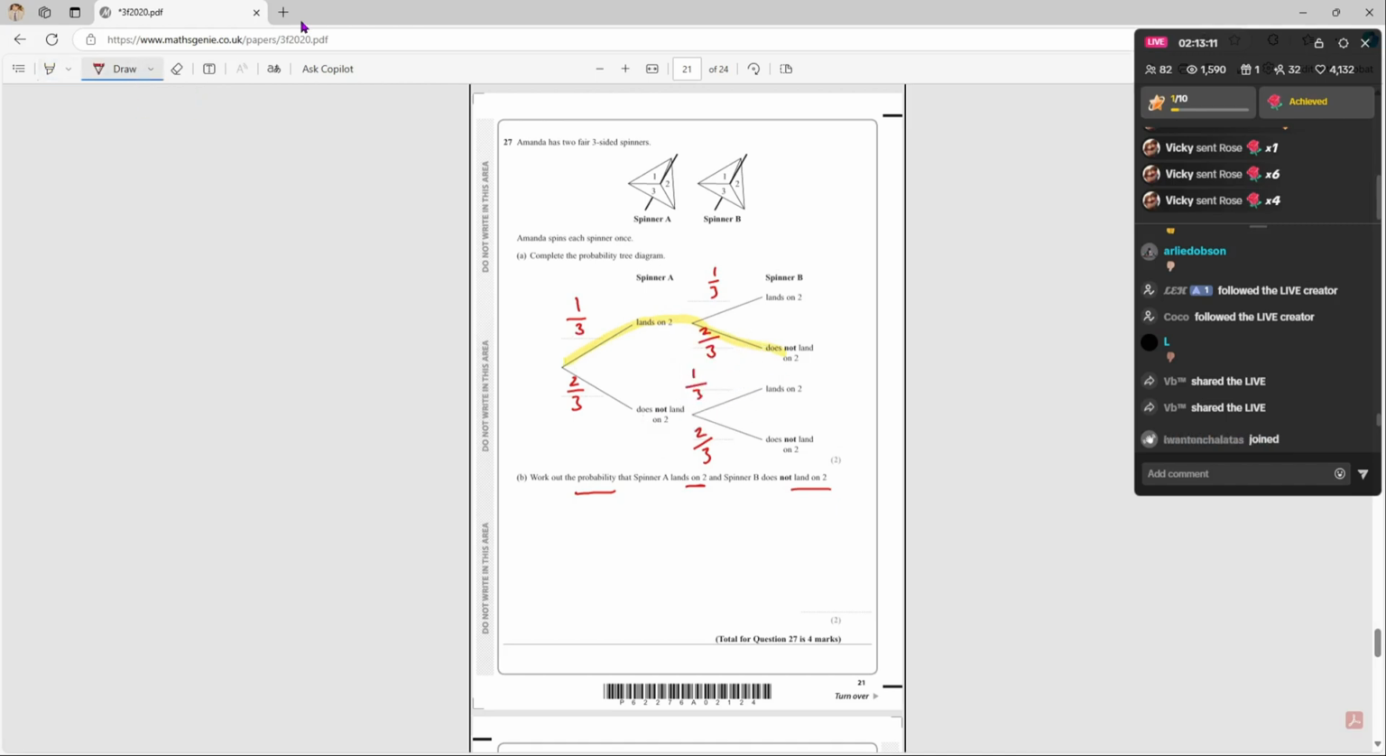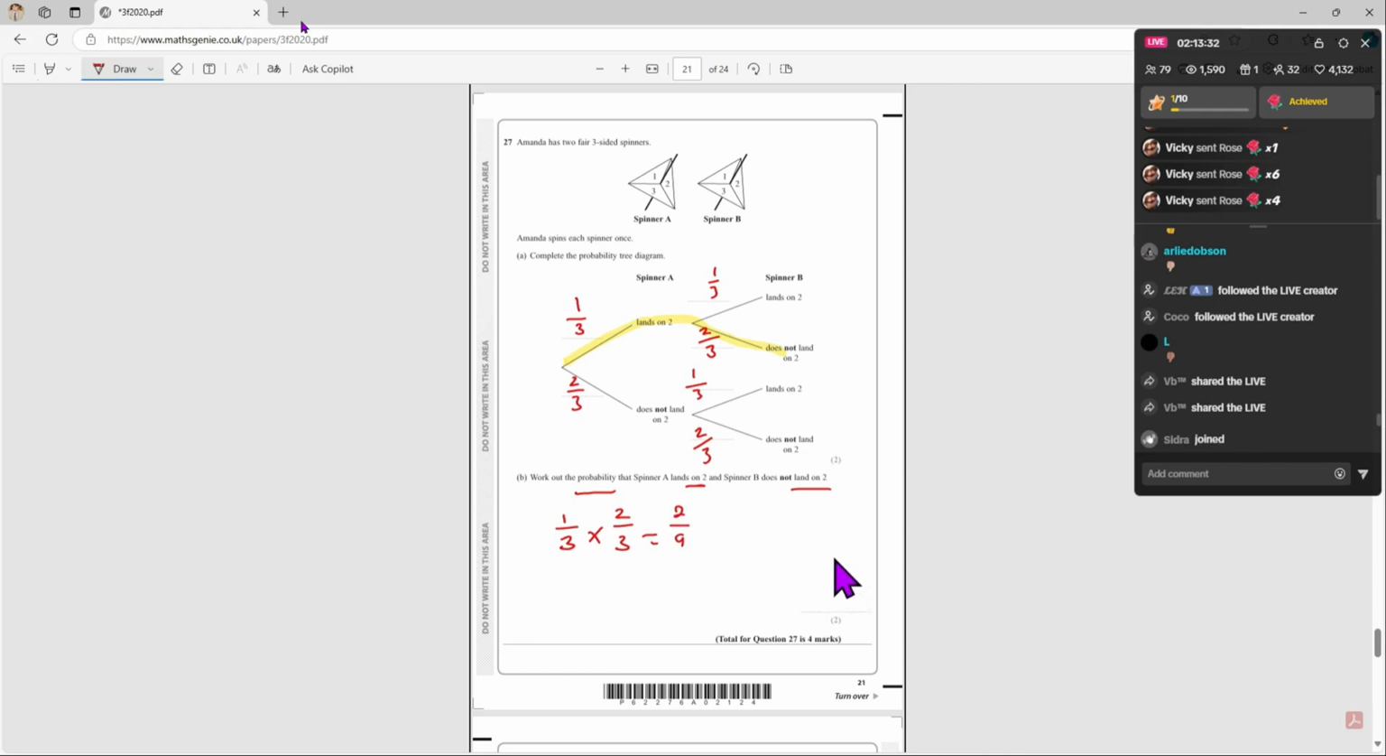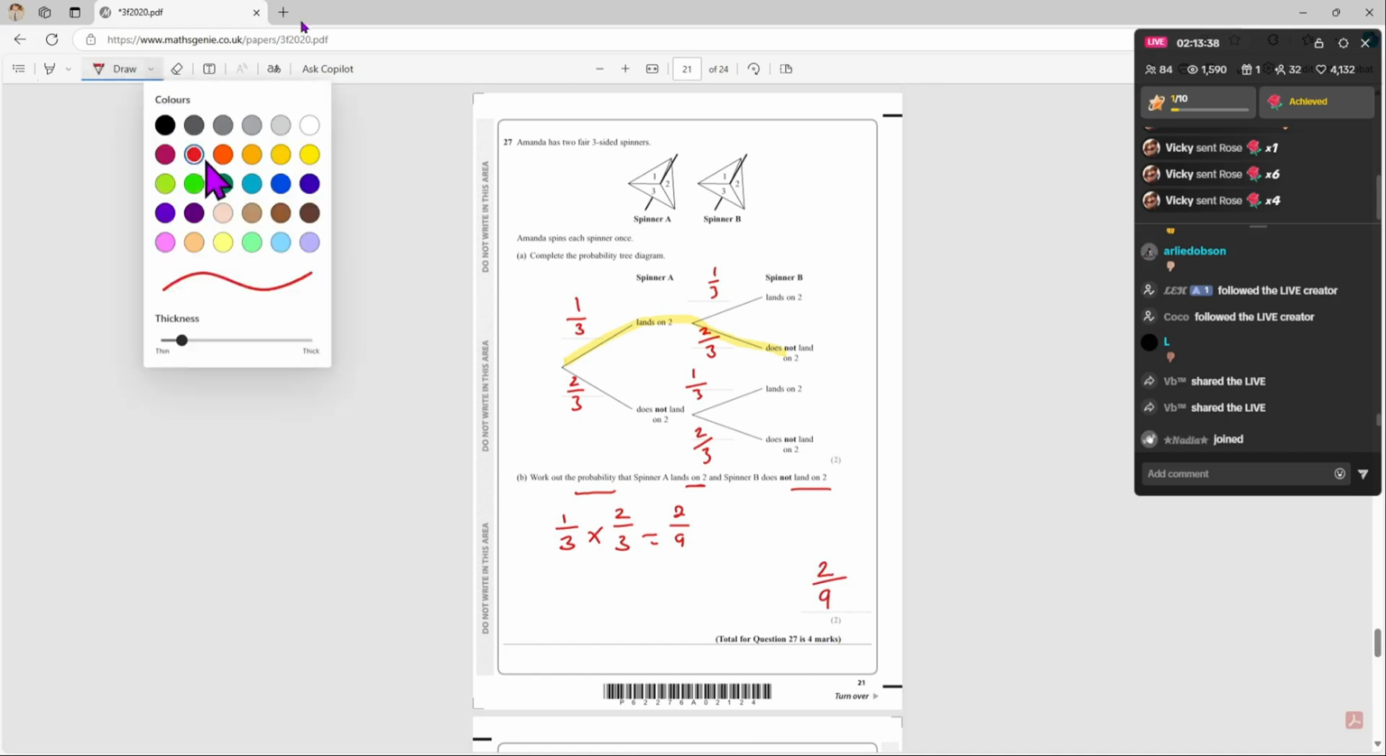When we have this type of question, you have to multiply the 2 probabilities together. So we're going to do a third, which is the probability of getting a 2, multiplied by not getting a 2 on spinner B. It's going to be times 2/3, which will give you 2/9. You can't simplify this, so it's 2/9, okay? And that will be your probability, guys. 2/9.